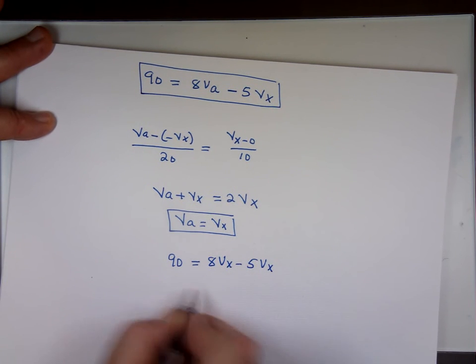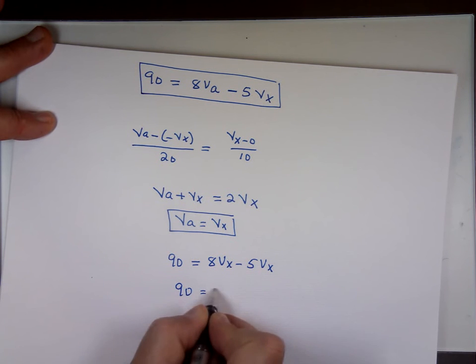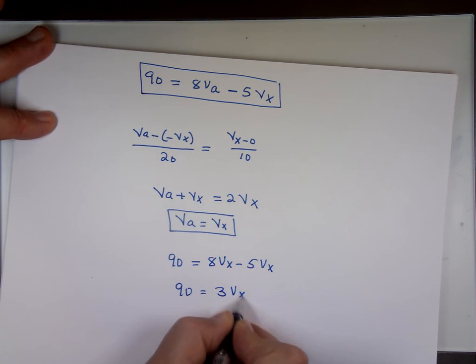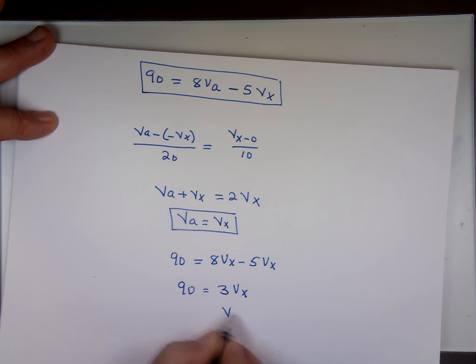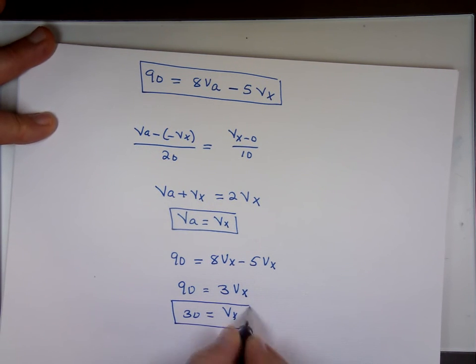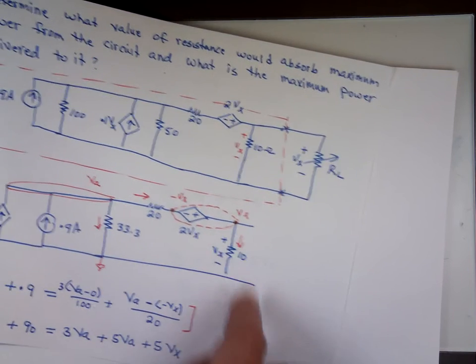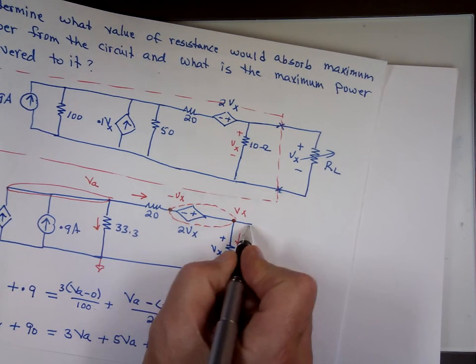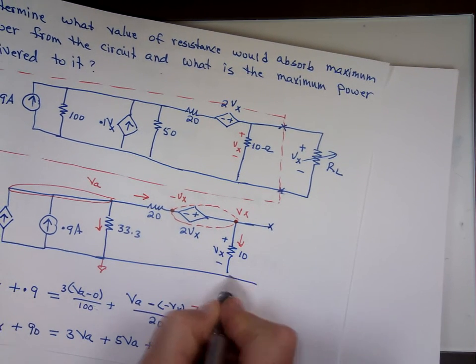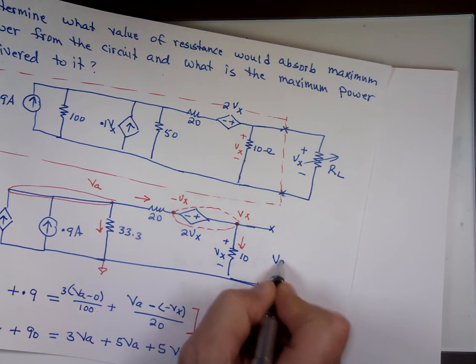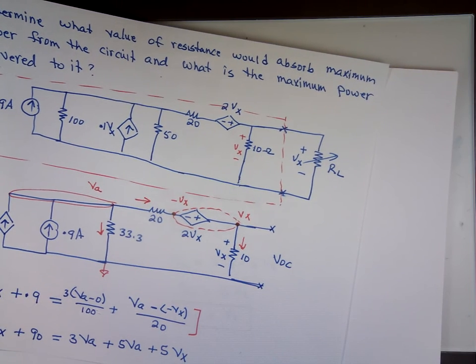Ninety equals 3Vx, so Vx equals 30. What's the big deal about Vx? Why do we need it? Because Vx is actually your V open circuit, right? When you cut that circuit right there, isn't that your V open circuit, the same as this one? So you have V Thevenin.